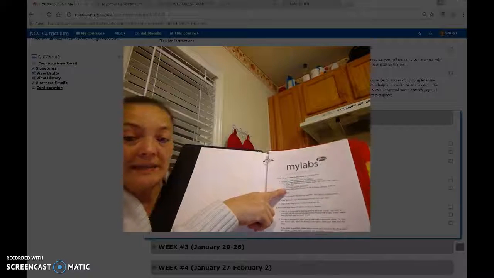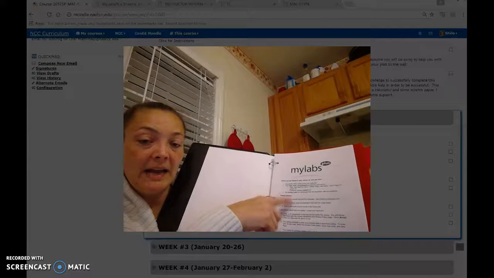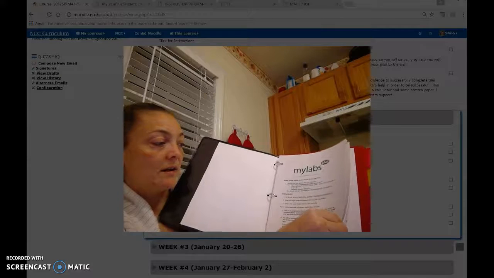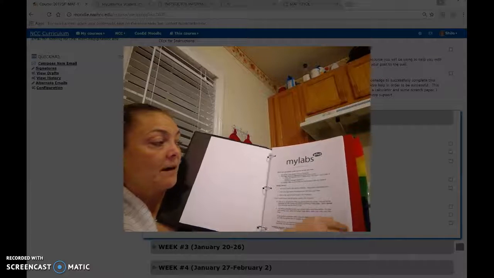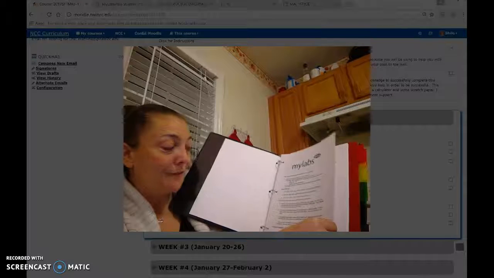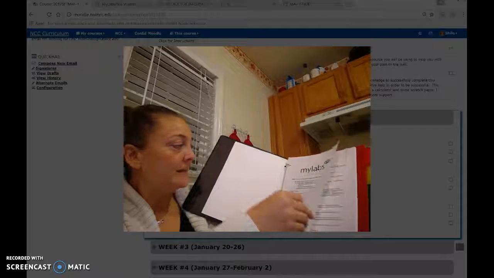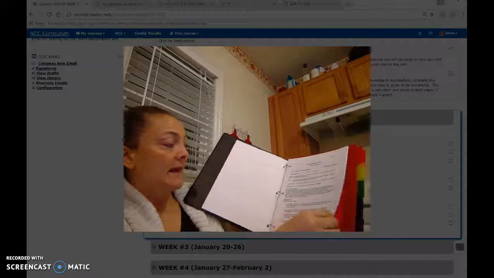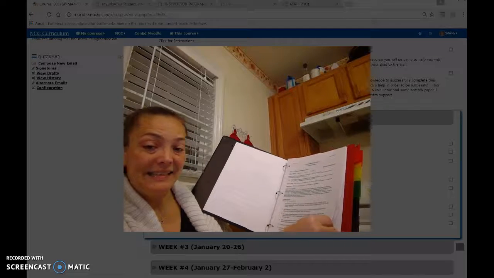I would also write down, if I were you, what your login ID and password are, in case you ever forget them. You'd be surprised, a lot of people forget their password or their login ID. And then the last document I have in here is the syllabus.